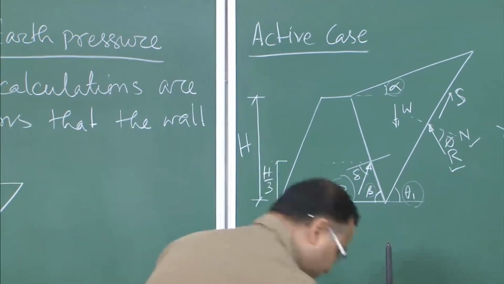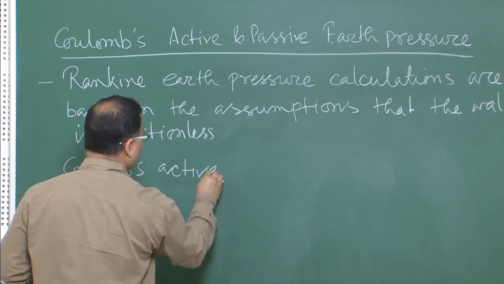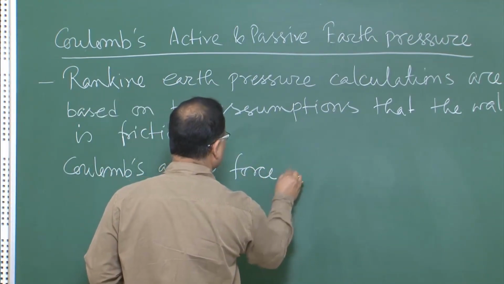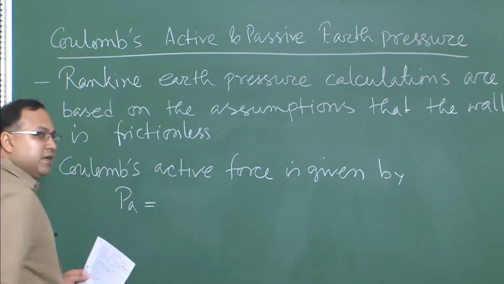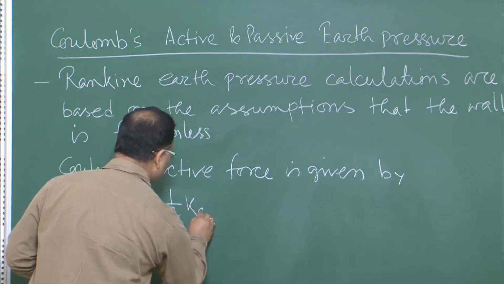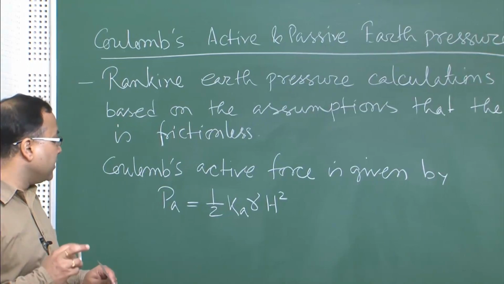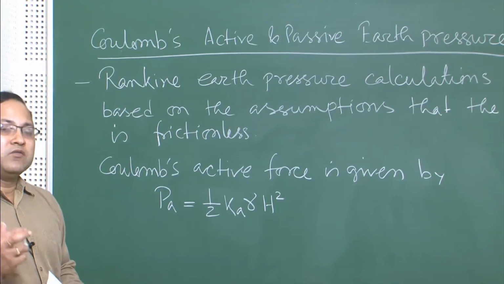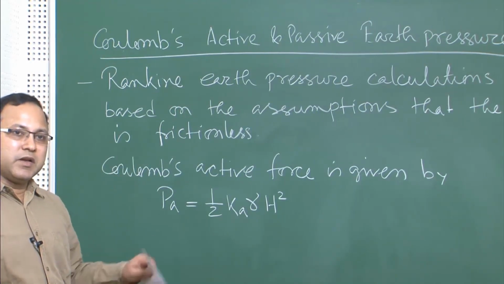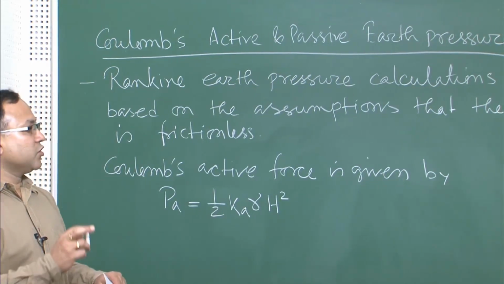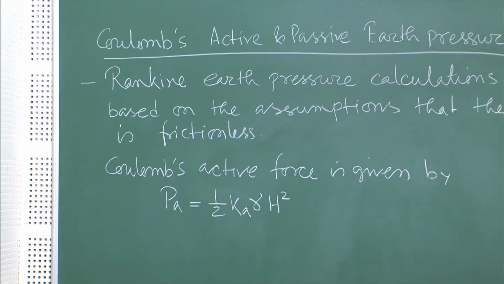So, Coulomb's active force, Pa, that is the active thrust, is given by Pa equal to half into Ka into gamma h square. This expression is similar; the only difference is in the expression of Ka. Instead of 1 minus sin phi by 1 plus sin phi, you will get something else, considering the inclination of the wall. In case of Rankine, we already derived that from the Mohr circle, I hope you remember. That will not be valid for this Coulomb's analysis. So, this Ka value will be the Coulomb's active earth pressure coefficient.